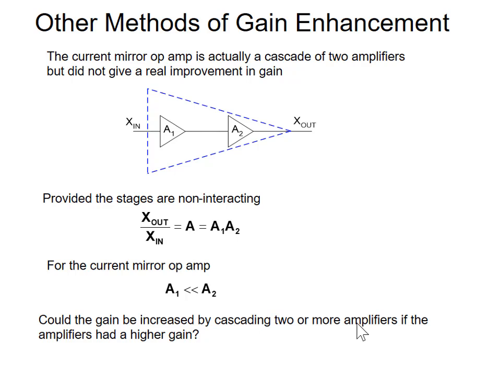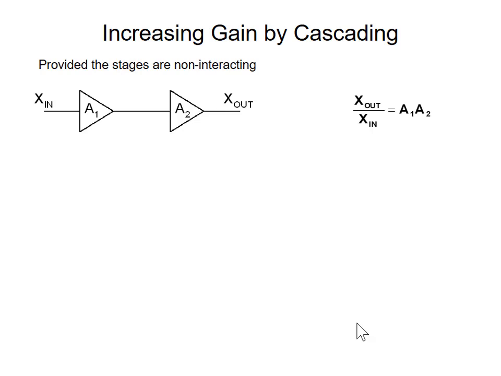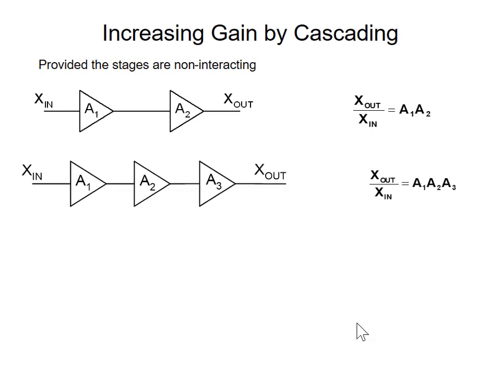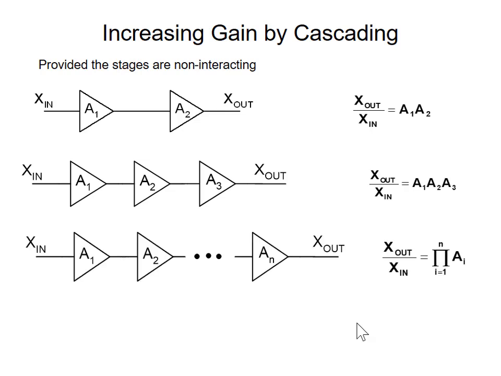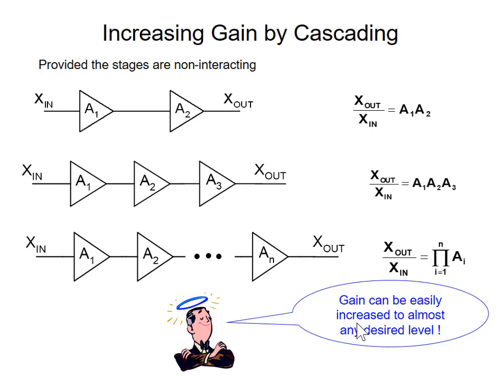So we asked the question, could the gain be increased by cascading two or more amplifiers if the amplifiers have a higher gain? That's the way you get the gain to go up. So instead of having A1 much, much less than A2, let's have them both be high gain amplifiers. Now we get some real improvements on our gain. So again, I'm going to assume the stages are non-interacting. The gain is the product of the two gains, or if there's three, the gain is the product of the three. If there's n, the gain is the product of n stages. So we can get the gain up to an arbitrarily high level just by adding more stages.